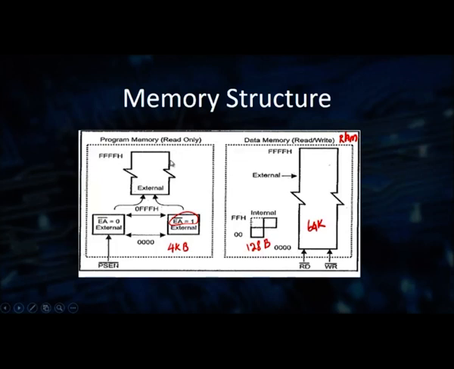This is the general structure of the memory. The memory is divided into data memory and program memory. Program memory is read-only memory. Here you can select the internal capacity of 4 kilobytes, or externally you can use 64 kilobytes. So who will define, or how can it understand, whether you are reading the data from internal or external?